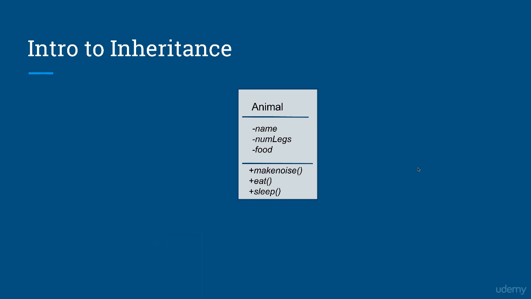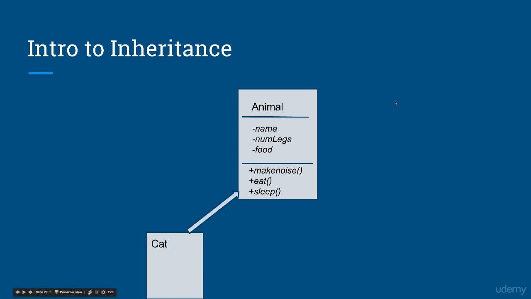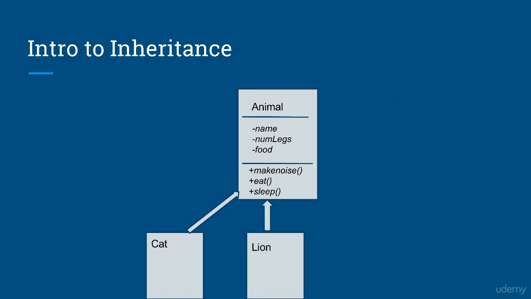We can then create other classes, subclasses or children classes. A cat would be another class, and we know a cat is a type of animal. So a cat could inherit from animal, right? Because we know that a cat, regardless of what kind of cat, should have a name, number of legs, and will eat some sort of food. The same thing we can do: we can create another class called lion, for instance, and this lion would have the same traits as animal: name, number of legs, food, make noise, eat, sleep.